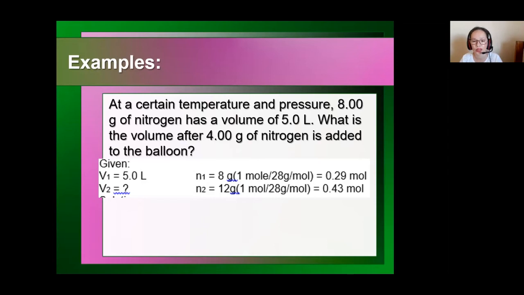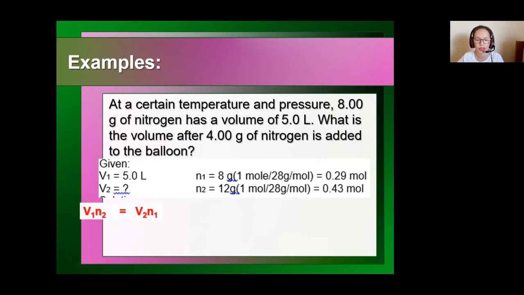And what is the volume after 4 grams? So you have to add 4 to 8 grams, the initial mass. So you have 12 grams divided by 28 gram per mole, and that is 0.4286 mole. So there is an increase in the number of particles of gas. So what are you expecting for the volume of this gas? Okay, of course, it will increase.